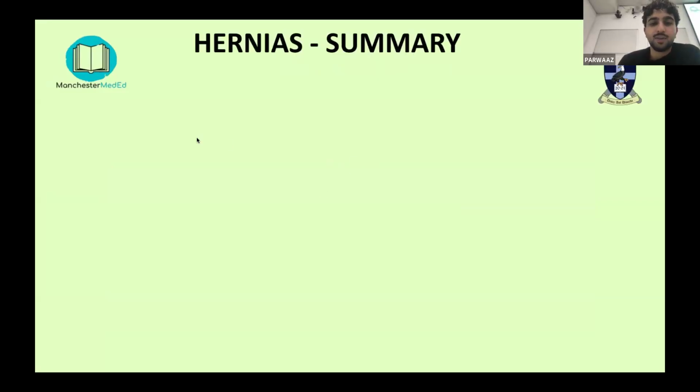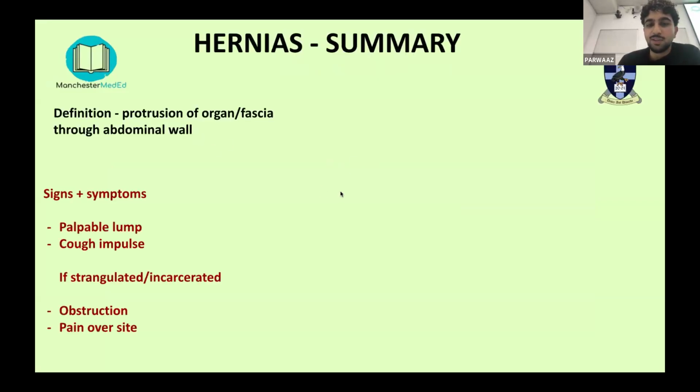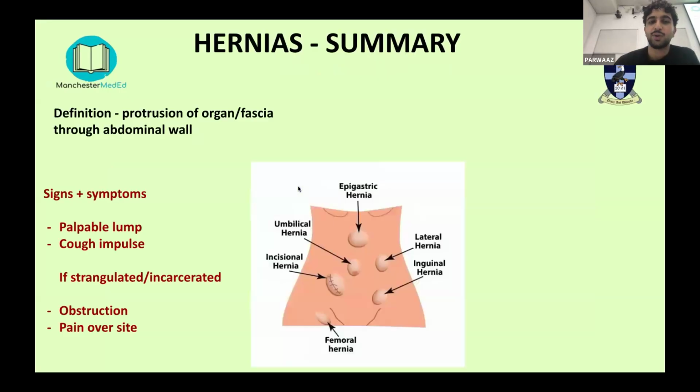Apologies because these are really, really bad slides, yeah. But I wanted to go quickly through hernias because they come up a lot and there's some confusing things in them. So I'm not going to go through every hernia, but I'll try and whiz through the main ones and what to remember.